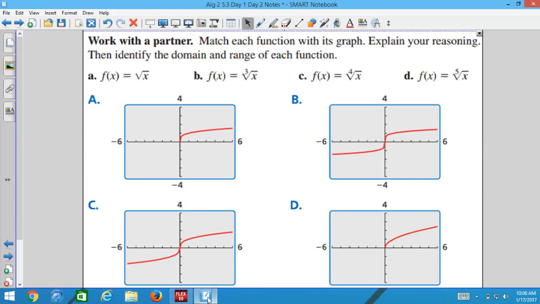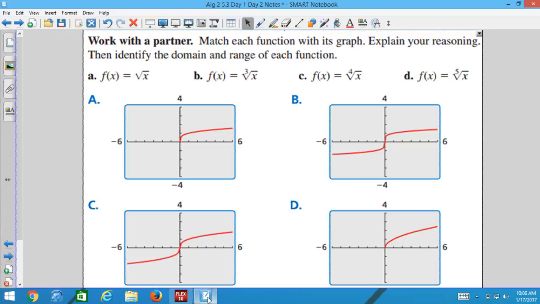Alright, so we had to do the matching. So graph A, that one we know is an even. So the question is, graph A, the square root or the fourth root? Fourth root. So I heard both answers. It's one of the two. What do you think, Alex?